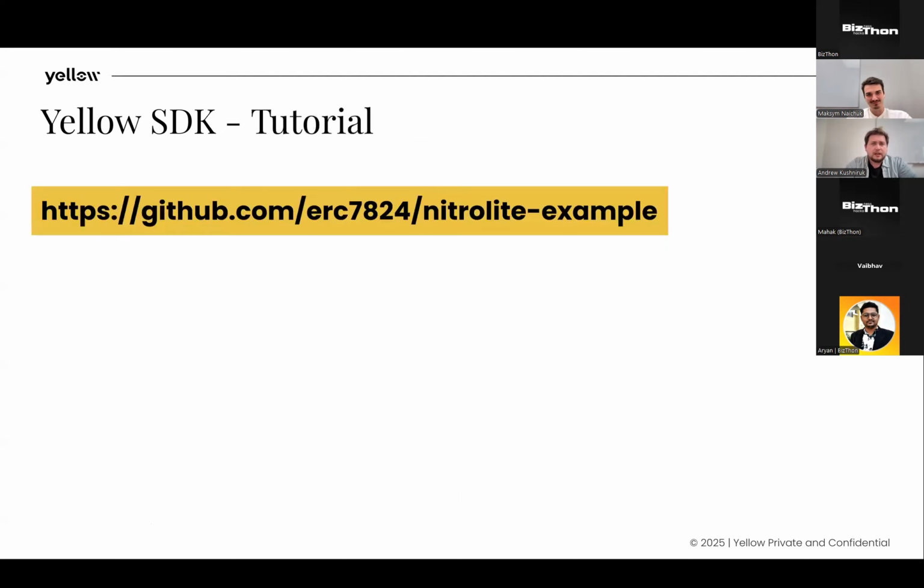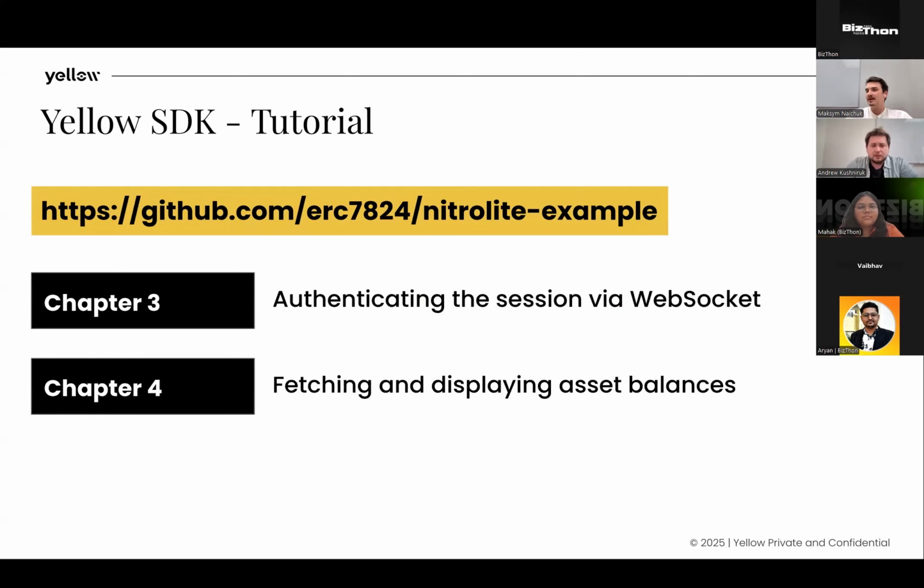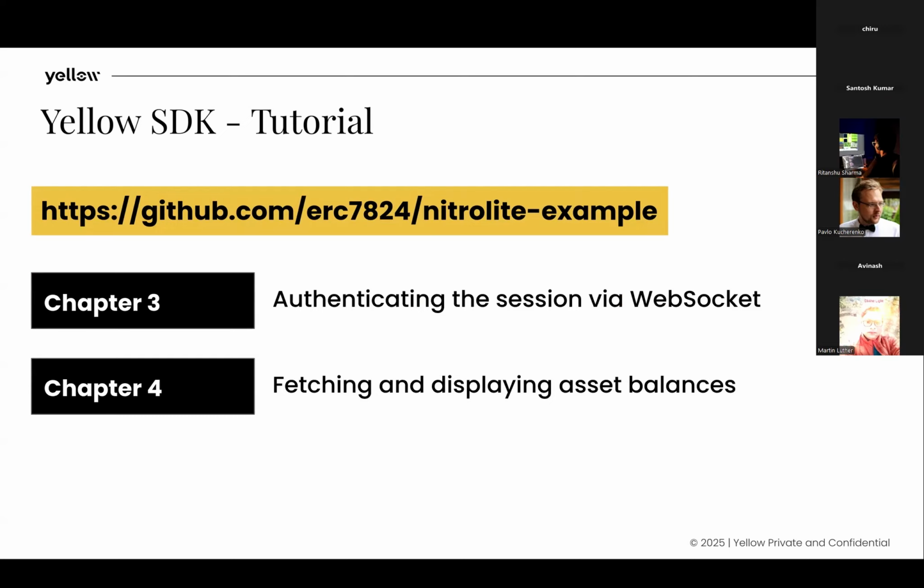To make this concrete, I put a step-by-step tutorial on GitHub. You can see the link on your screens right now. It's the Nitrolite example. And today we will cover three chapters. The first chapter will be focused on the authentication session via WebSocket. The second chapter will focus on fetching and displaying asset balance. And the final one will be more about how to complete the application and make a simple transfer from one user to another user. Now, let's see.